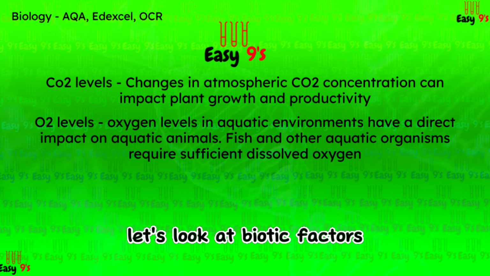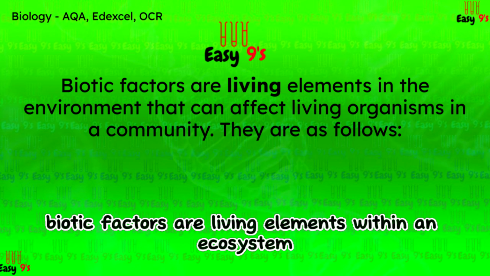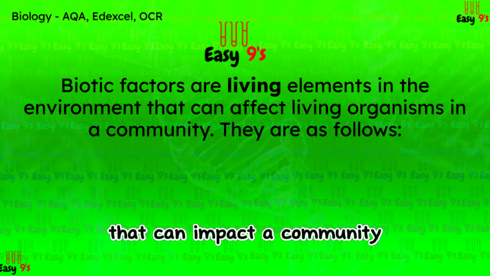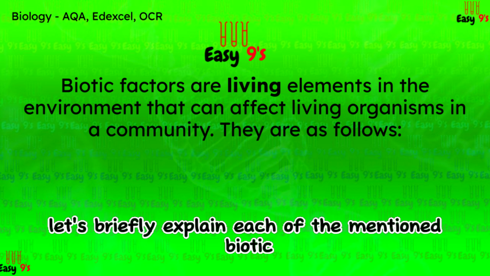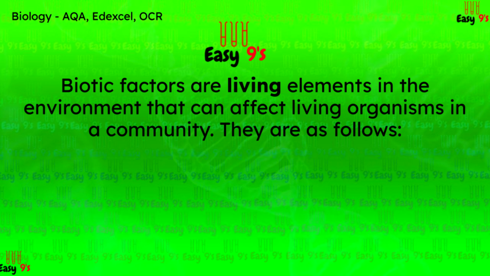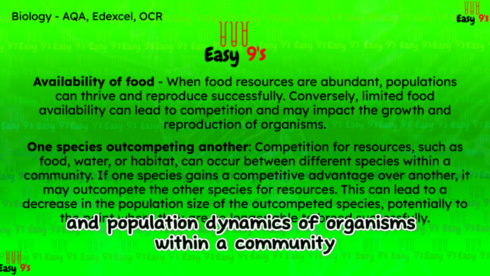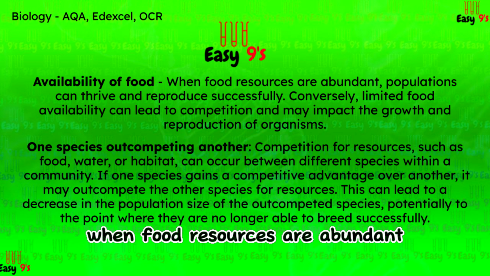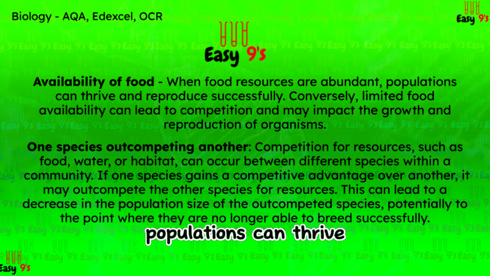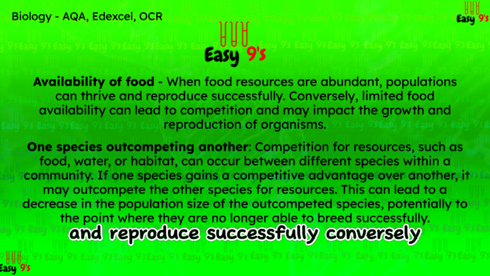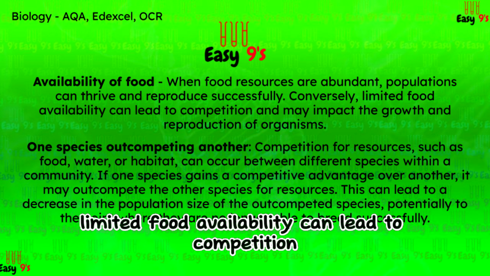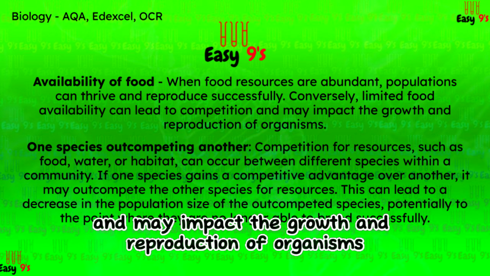Let's look at biotic factors. Biotic factors are living elements within an ecosystem that can impact a community. Let's briefly explain each of the mentioned biotic factors. Availability of food. The availability of food directly affects the survival and population dynamics of organisms within a community. When food resources are abundant, populations can thrive and reproduce successfully. Conversely, limited food availability can lead to competition and may impact the growth and reproduction of organisms.